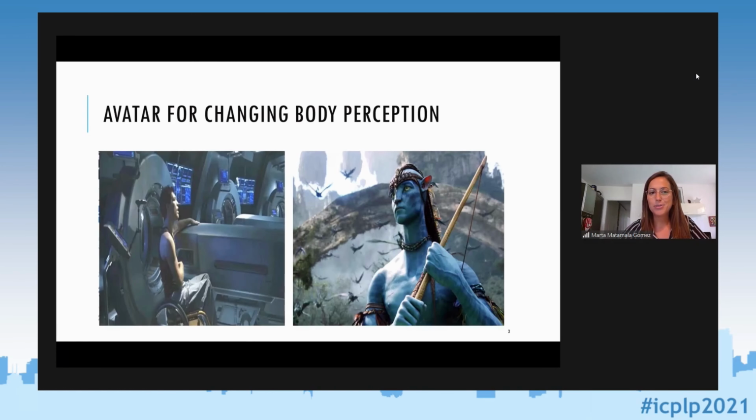First, I would like to remember this film that is called Avatar. This is the concept that we want to introduce today. So how can we use these body illusions through an avatar or through fake bodies to improve a damaged part of the body of patients with phantom limb pain?